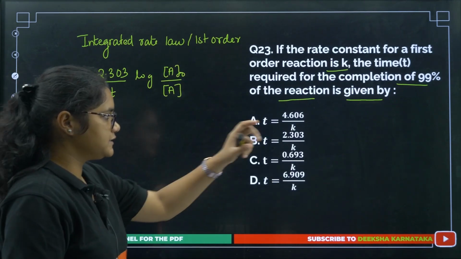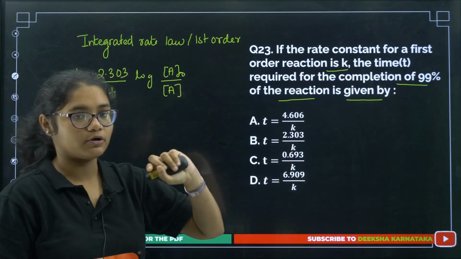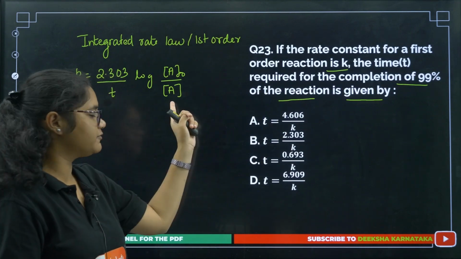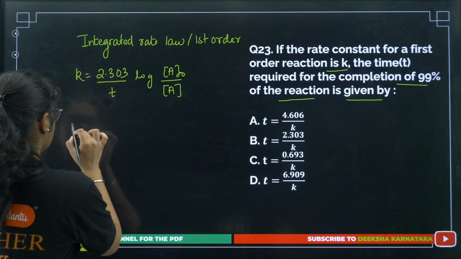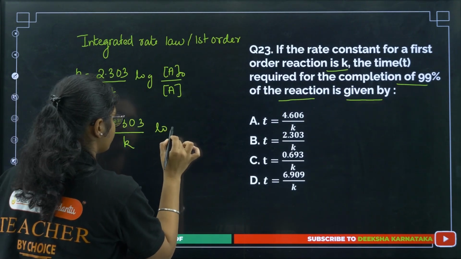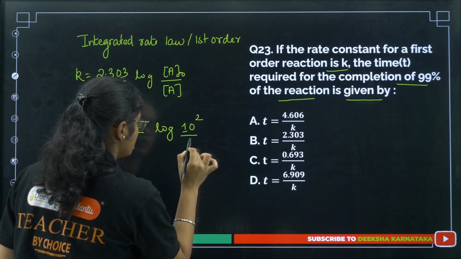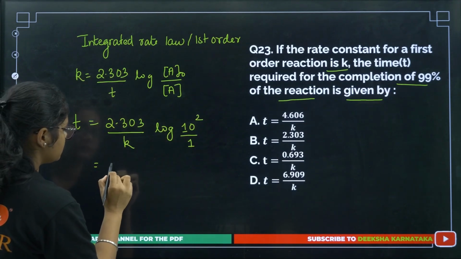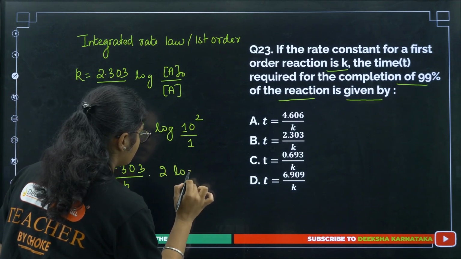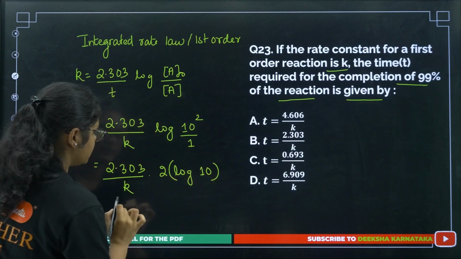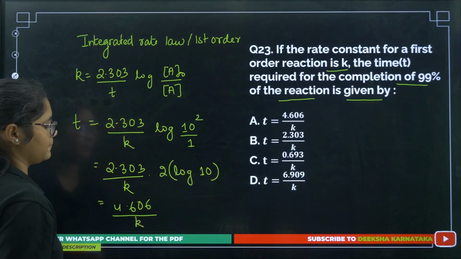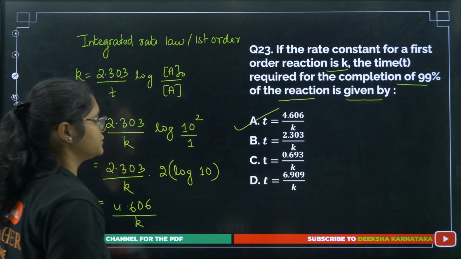Now whenever the question is in percentage, always try to take A naught as 100%. So if 99% is completed, how much percent will remain? 1% will remain. So I need to calculate t for 99%. So t = 2.303 by k log of 100, which I can write as 10 to the power of 2, so the 2 can be written here. So 2.303 by k into 2 log 10. Log 10 value is 1, and if I multiply, I get 4.606 by k. So the correct answer here will be option number A.